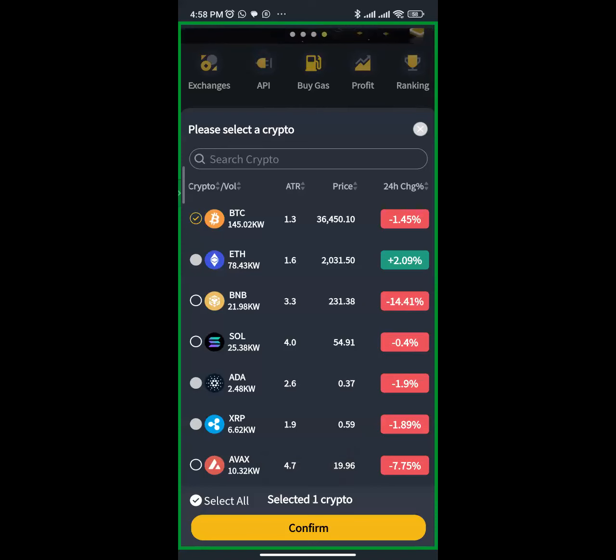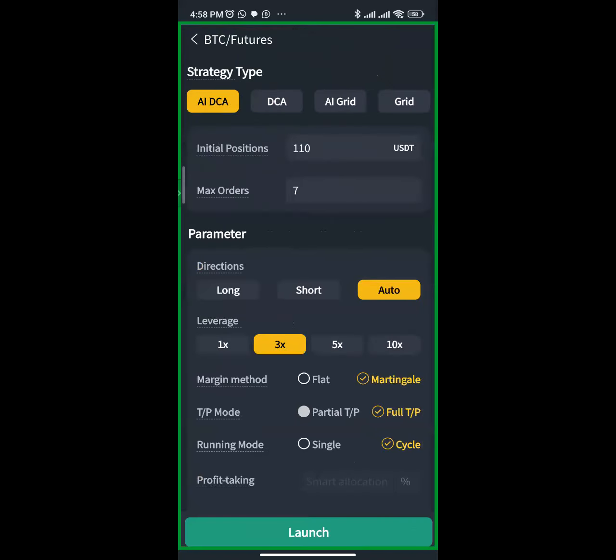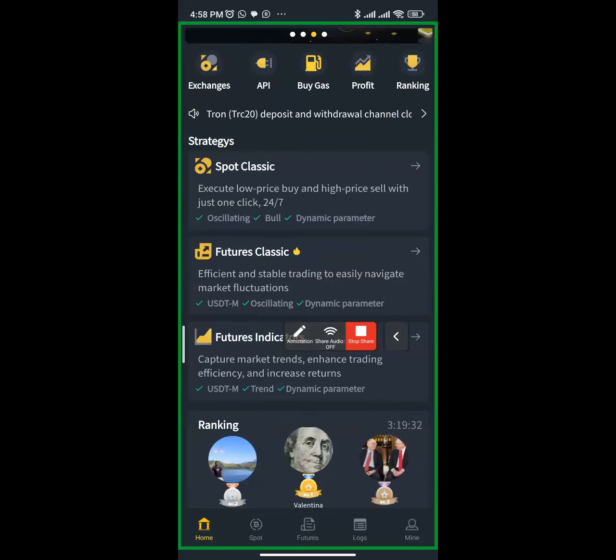You tap on BTC, for example, you open up. Do you see the BTC? It's a minimum of 110. Can you see? So let's not even go there. Let's look for something else. Still on futures classic.